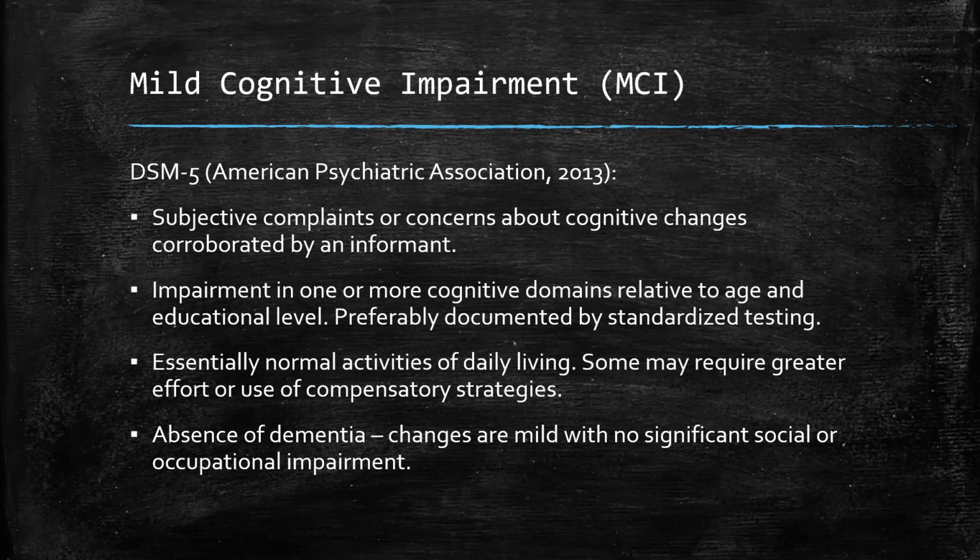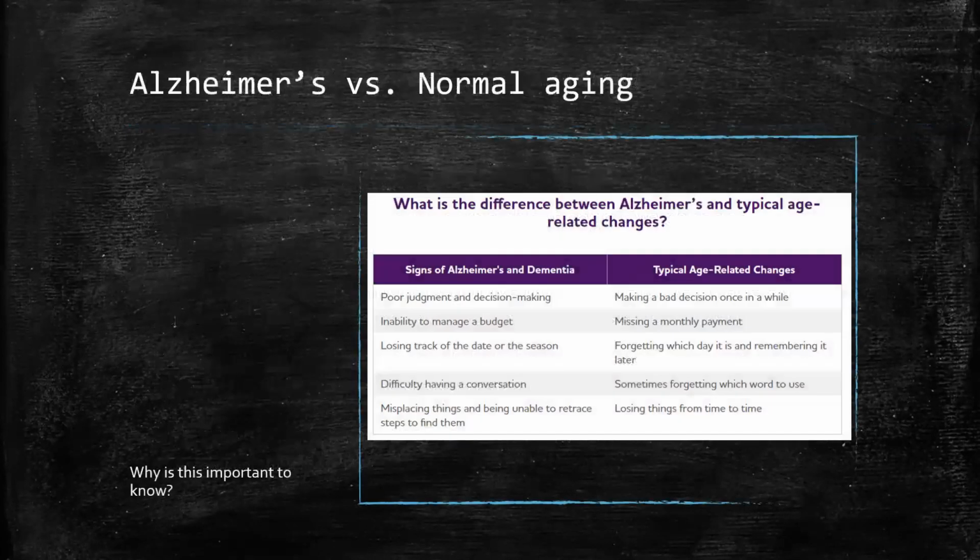And there has to be an absence of dementia. So the changes are very mild and there's no significant social or occupational impairment. So this kind of brings us to the next piece. And we could spend an entire week or two talking about this too. But Alzheimer's versus normal aging.